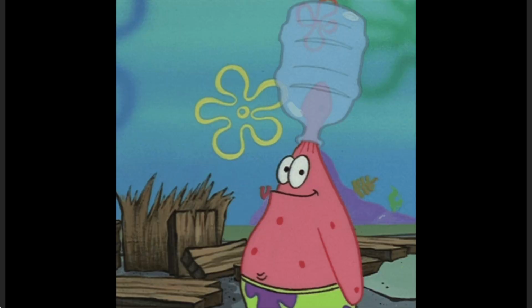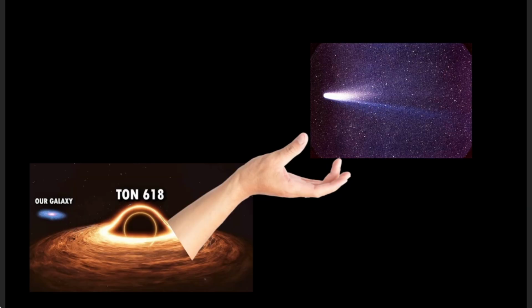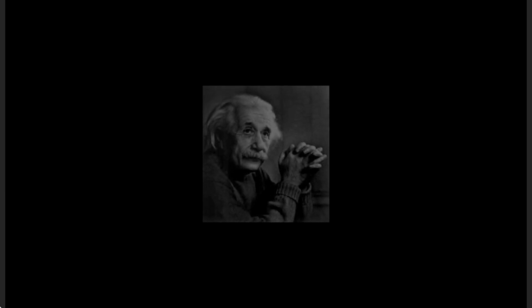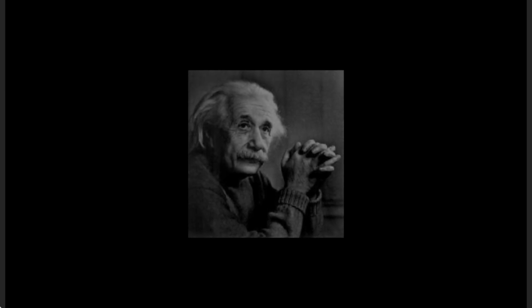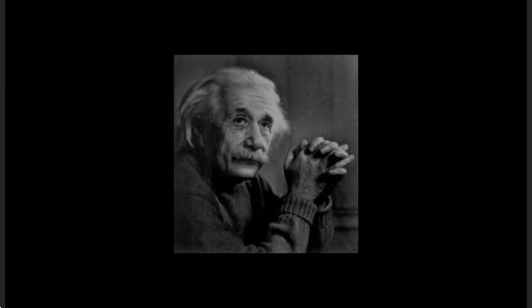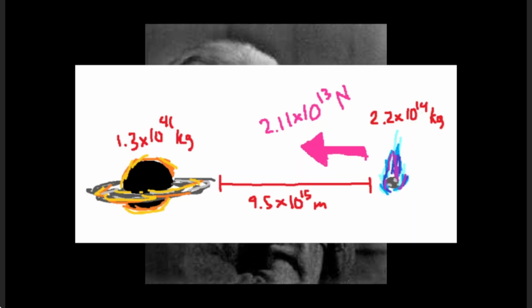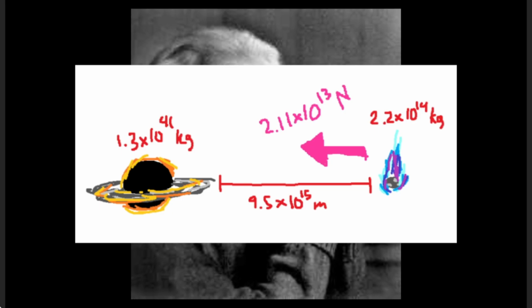What happens when these forces actually interact? To find force, we'll look at how TON 618 affects the comet's mass with Newton's second law, force equals mass times acceleration. So, F equals 2.2 times 10 to the 14th kilograms times 0.096 newtons per kilogram. Therefore, at a distance of 1 light year, Halley's Comet is pulled into TON 618 with approximately 2.11 times 10 to the 13th newtons of force.